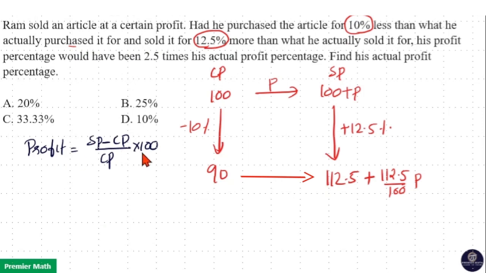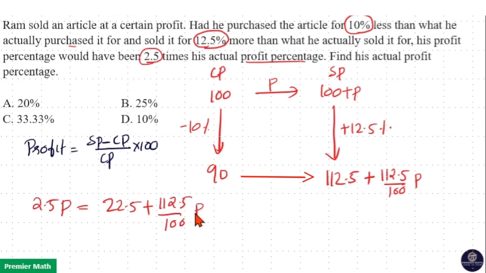So here, if I apply this formula, here profit is 2.5 times the actual profit. So 2.5 P is equal to sell price minus cost price, which is equal to 22.5 plus 112.5 by 100 P. Divided by cost price means divided by 90. I will write this divided by 90 as 90 into 2.5. That is denominator to LHS.